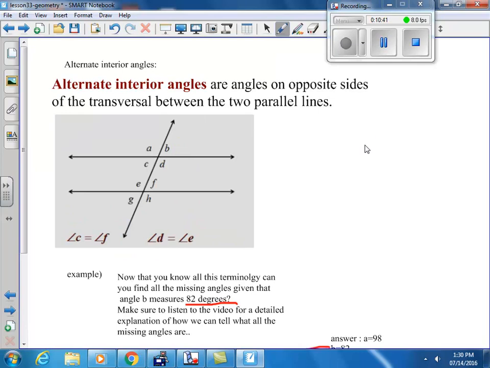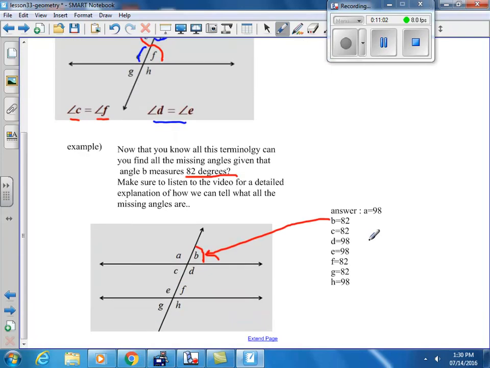Now we have alternate interior angles. And notice where they are. Angle C and angle F are equal. This one and this one. But angle D and angle E are equal. Okay? But now that you know this terminology, let's throw it all together. Fill in the blanks. So if we're given that angle B is 82 degrees, don't we inherently know all the rest? Yes, we do. So let's think about it.